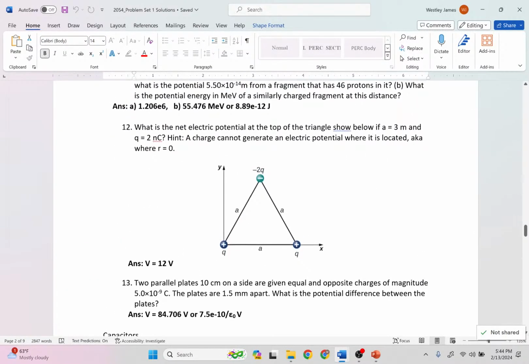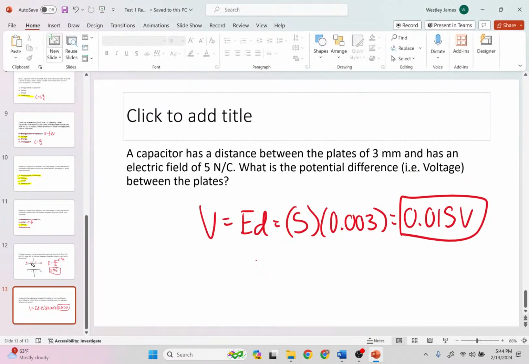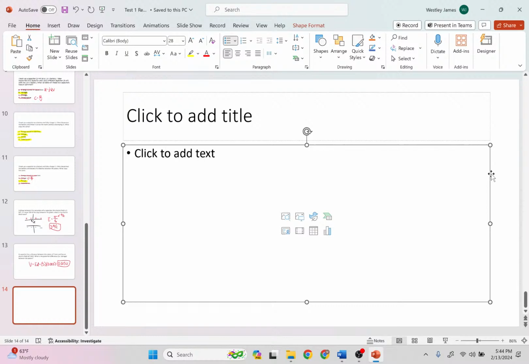Number 12. All right, so what is the net? This is a good problem to do. What is the net electric potential at the top of the triangle, sir? So let's do this one real quick. And you know what? Let's vary it. Let's do one like it, not that exact one, because that's already there, and some of you may have already done it.